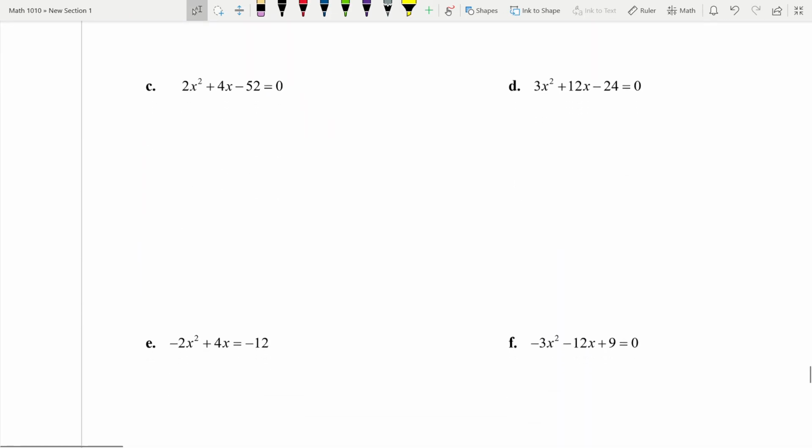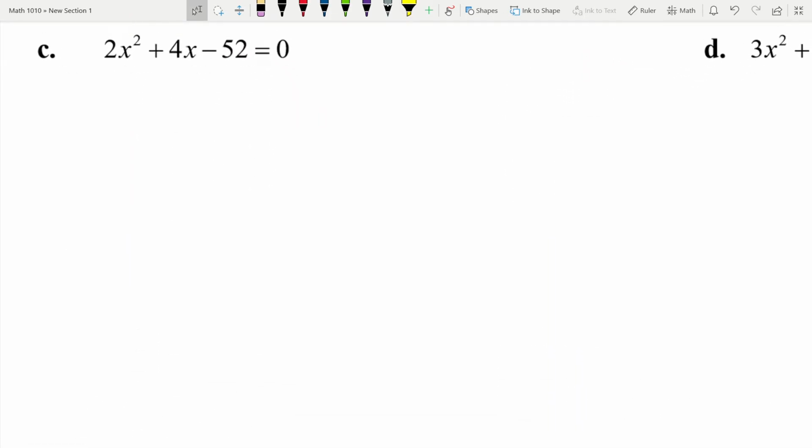Okay? All right, here we go with question C. I want you to stick with me closely. Here we go. First thing I want you to notice is this. The second you look at this problem, I want you to go, okay, I've got a 2 in the front.